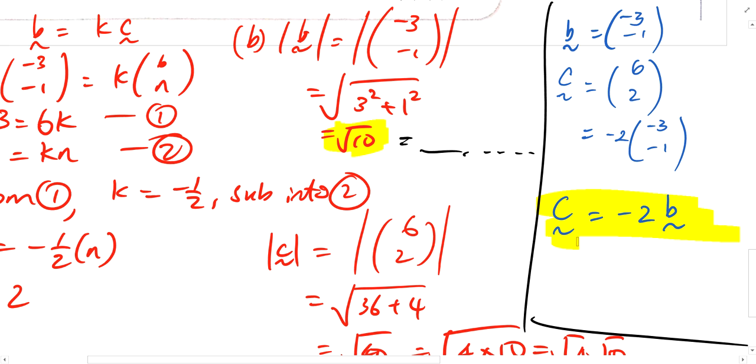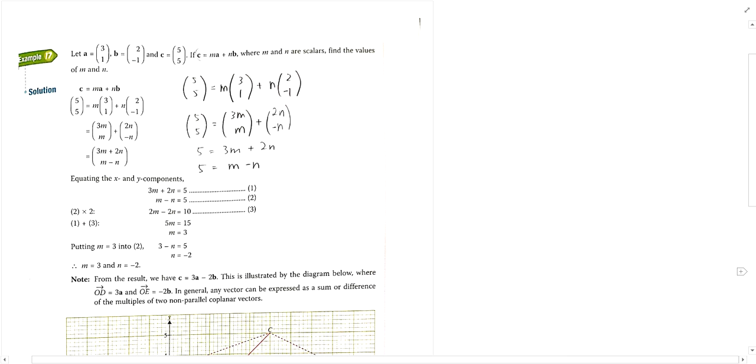Which one is greater in length? C is greater in length. How many times? It is 2 times. Okay? Just note that they are in opposite direction because of the negative sign. But magnitude will be 2, will be twice. Okay, example number 17.